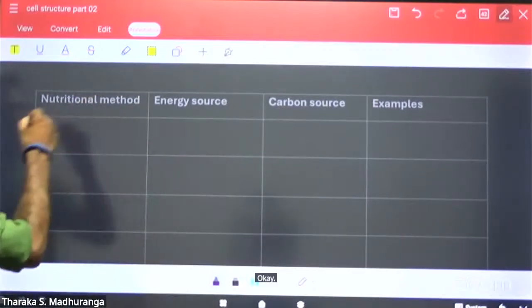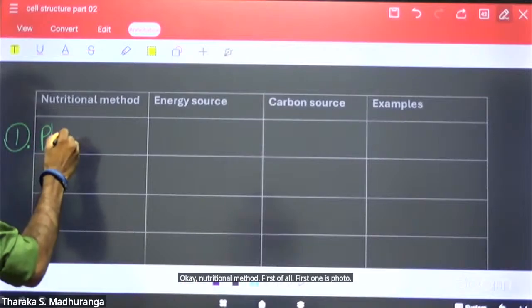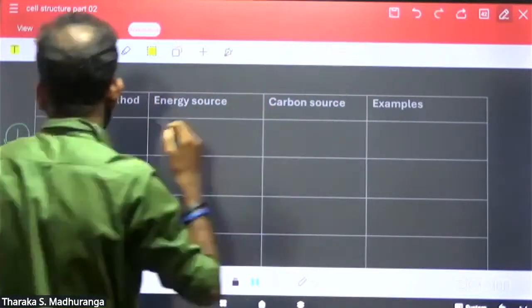Nutritional method. First of all, the first one is autotrophs.